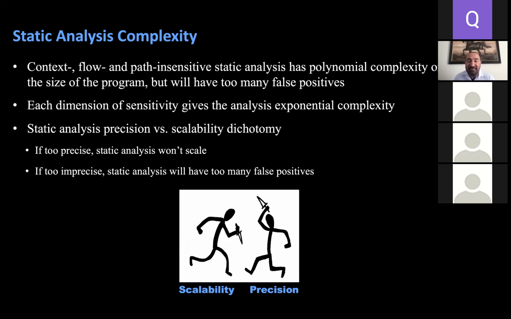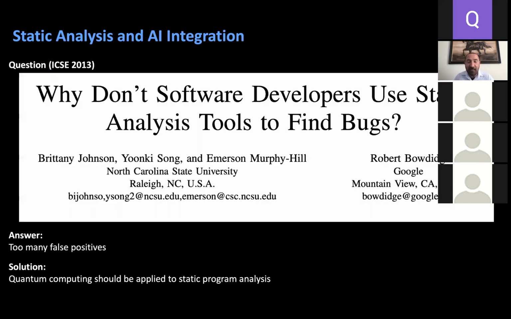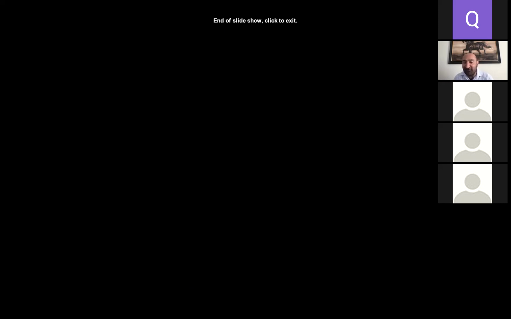That's why this is an incredible field of research that has not been explored yet, in which quantum computing can actually make a difference. If we look at this paper that was written in 2013 at ICSE, why don't software developers use static analysis tools to find bugs? The answer is too many false positives, but the solution can be quantum computing. And that's it for me today.